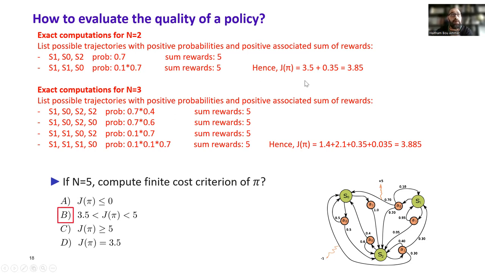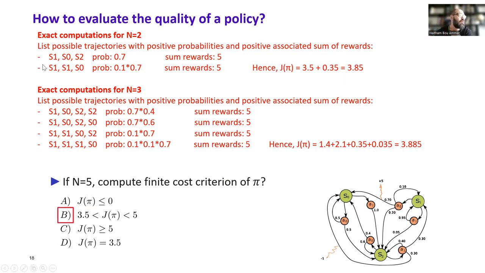And now to compute J pi, we're just going to sum those, multiplying the probability of the trajectory by the value of the reward we got. So that's the probability 0.7 multiplied by the reward, which is plus 5. And then we add to that 0.1 times 0.7 multiplied by 5. And then you get a number that looks like this.